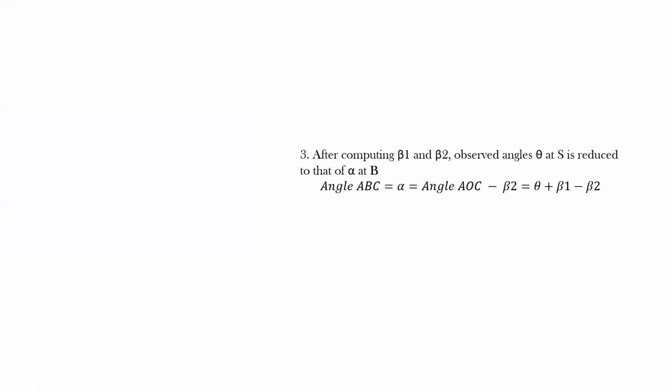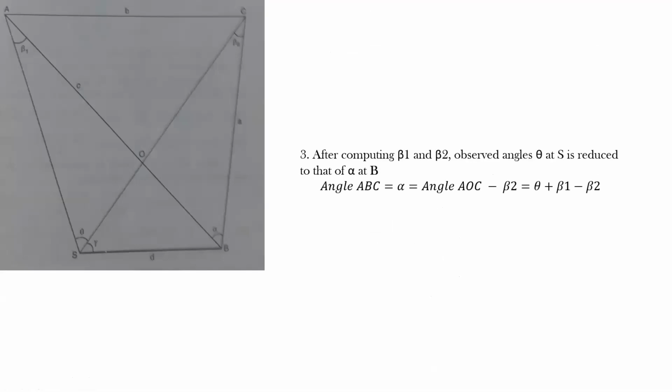Now the third step is, after computing beta 1 and beta 2, the observed angle theta at S is reduced to that of alpha at B. That is, from the angle theta, beta 1 and beta 2, I'll reduce it to angle alpha. How do we find out angle alpha? The angle ABC, which is angle alpha, will be equal to angle AOC minus beta 2. How do I come across this component?